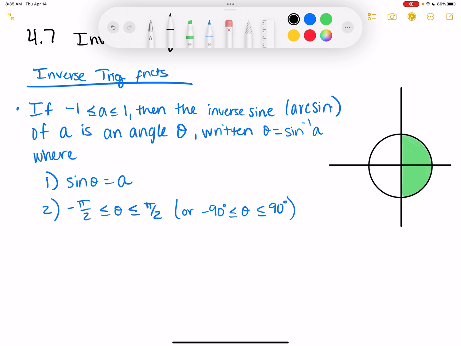And it's very specifically from -pi/2 to pi/2. So don't be like, oh, it's at 330 degrees. No, it's at negative 30 degrees, because we only go from negative pi over 2 up to pi over 2.